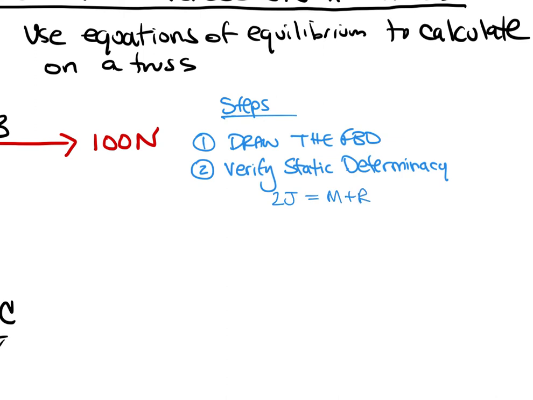You're like, hey, I've seen that before. It was in your pretest today. You remember it, Andrew? Remember seeing that? 2j equals m plus r. Okay? Where j represents the number of joints, m represents the number of members, and r represents the number of potential reaction forces.